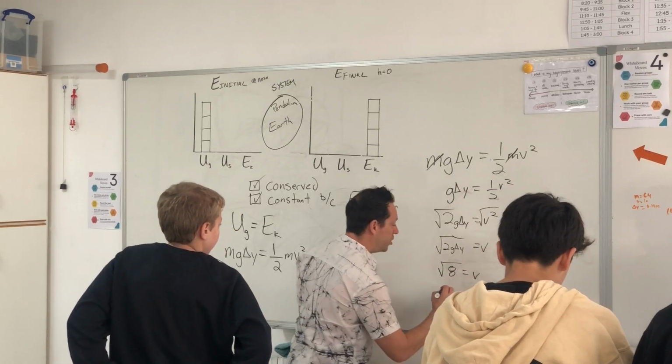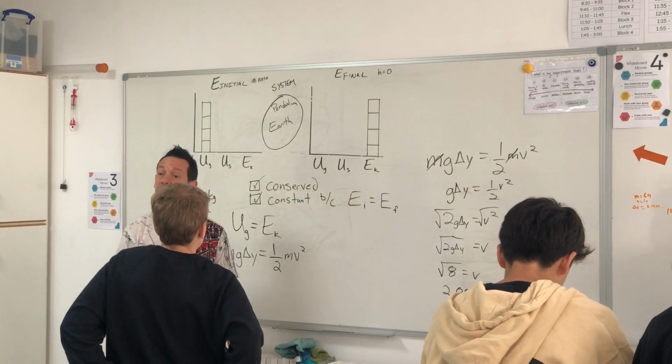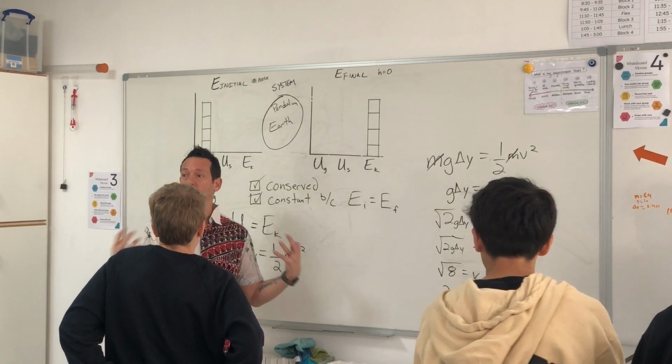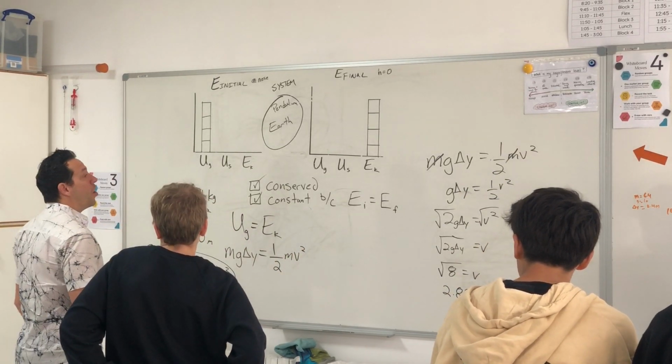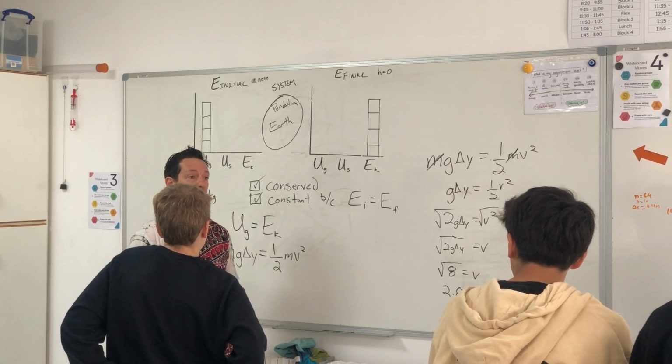2.8 meters per second. Awesome. That is crazy that we can figure out how fast that bowling ball is going at the bottom. Right? That's a really, really powerful prediction that we can make. Good. Okay. We're not going to do any more calculations with the rest of our LOL charts.